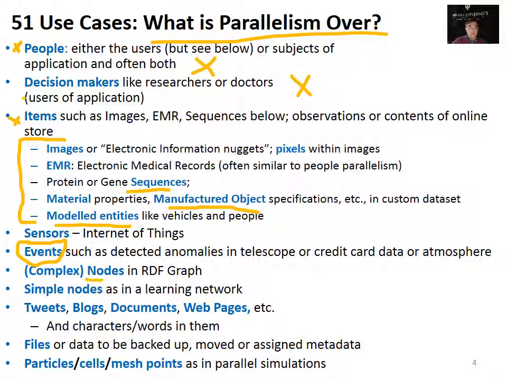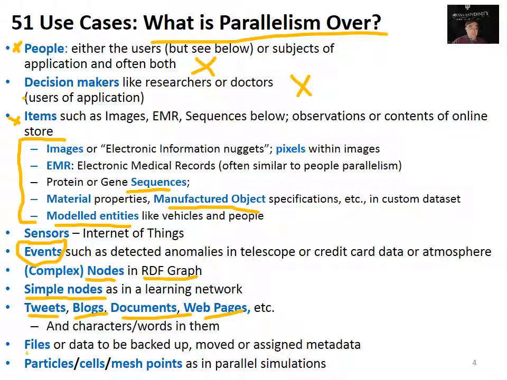Well, we have nodes in a graph, such as the semantic graph coming from the RDF syntax. We have actually learning networks, which have nodes, which tend to be a much more structured, simpler set of nodes. The deep learning is not simple, but the nodes in it are not the same structure as the nodes to, say, relate drugs, doctors, and patients. We have parallelism over tweets, blogs, documents, web pages, etc. Very important parallelism. And you also have parallelism of the words and the characters inside those pages.